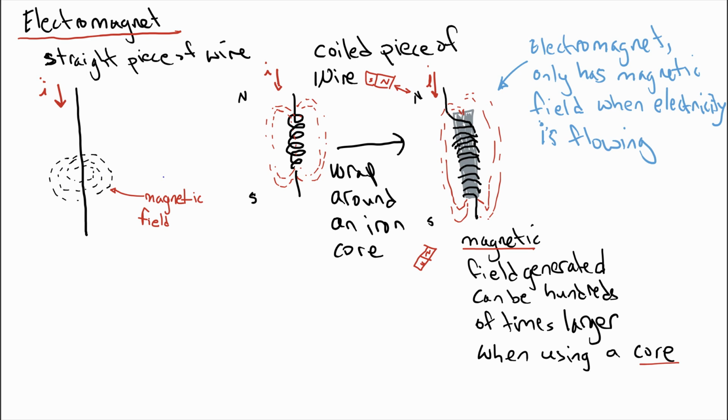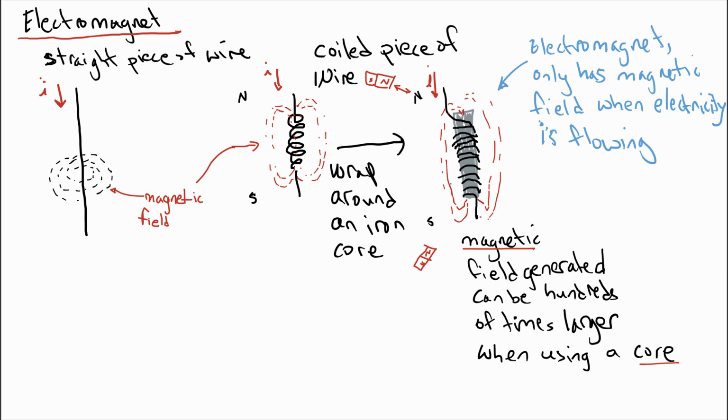Now we can make a stronger magnetic field by coiling the wire. And so here the black is the wire, and then this dashed red over here is the magnetic field, okay? And just like a regular permanent magnet, this magnetic field is going to have a north pole and it's going to have a south pole.